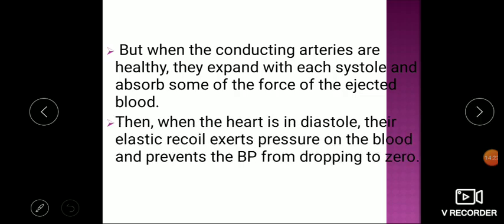Then when the heart is in diastole, their elastic recoil exerts pressure on the blood and prevents blood pressure from dropping to zero. Now what is this phenomenon? I will be asking you.